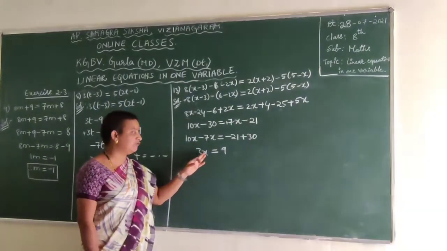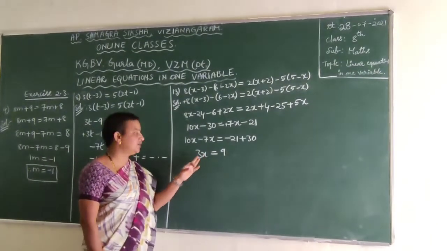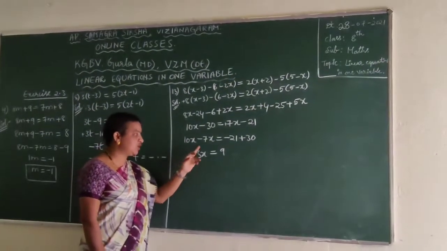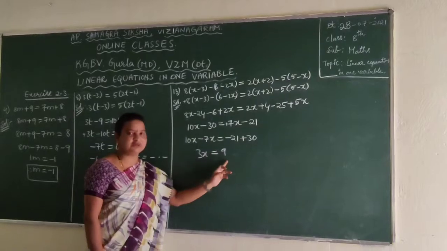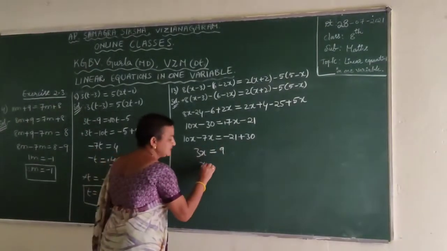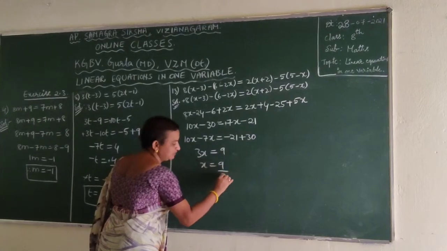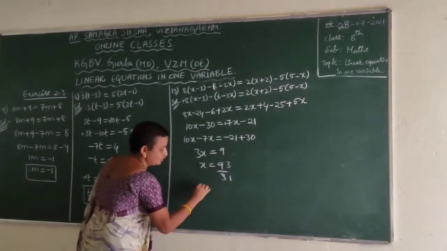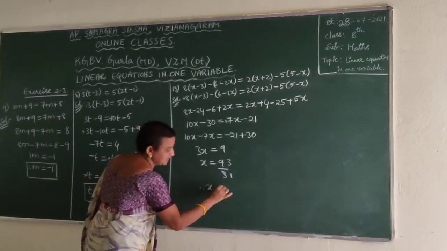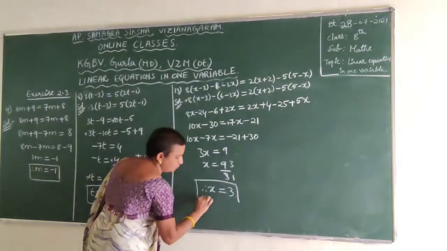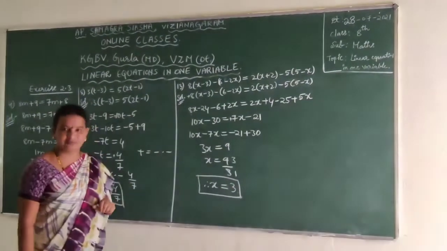Here 3 multiplies the term x. We need to know the value of the variable x. That's why you have to transpose 3. If we transpose 3 to RHS, it will divide the term 9. So x is equal to 9 by 3. 3 ones are 3, 3 threes are 9. Therefore, the value of the variable x is equal to 3 by 1, means 3. So the value of the variable x is equal to 3.